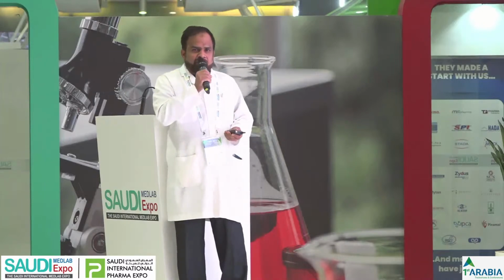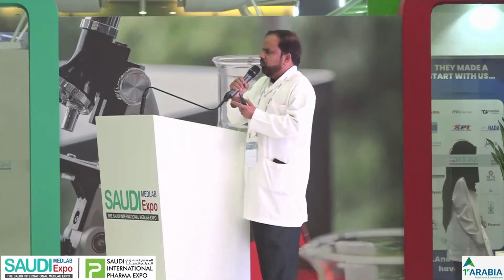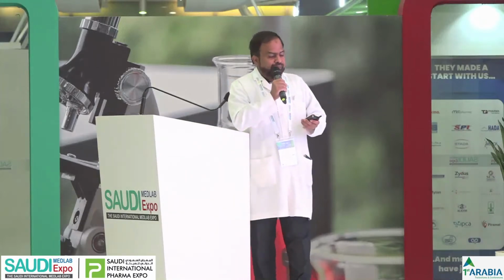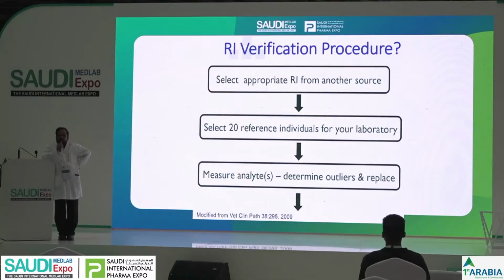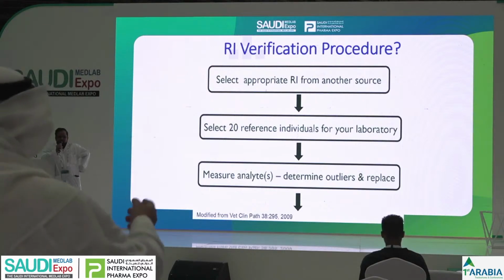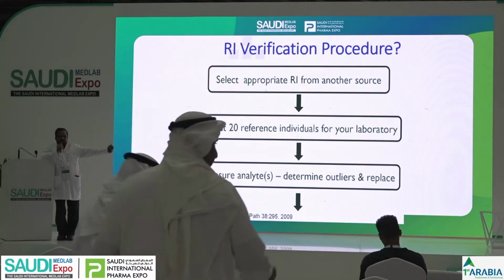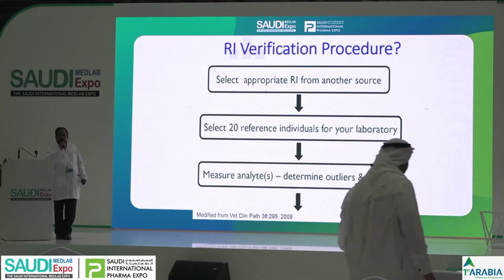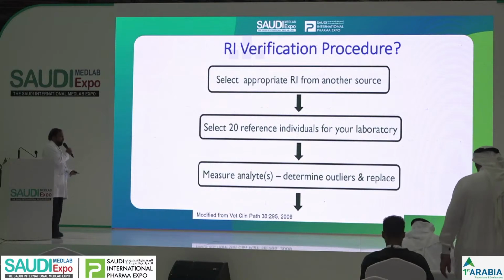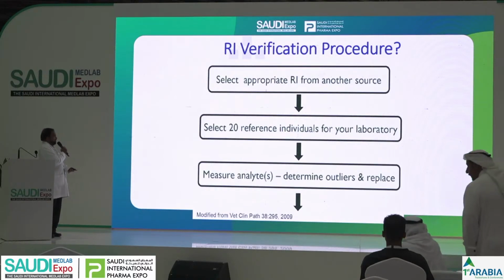So now I will just explain two systems, where to do and how to do this. The reference interval verification is one of the easiest procedures. You collect 20 normal samples. You can find this in the NCCLS guideline. This picture is from there. So you collect the 20 normal samples and then you analyze them.